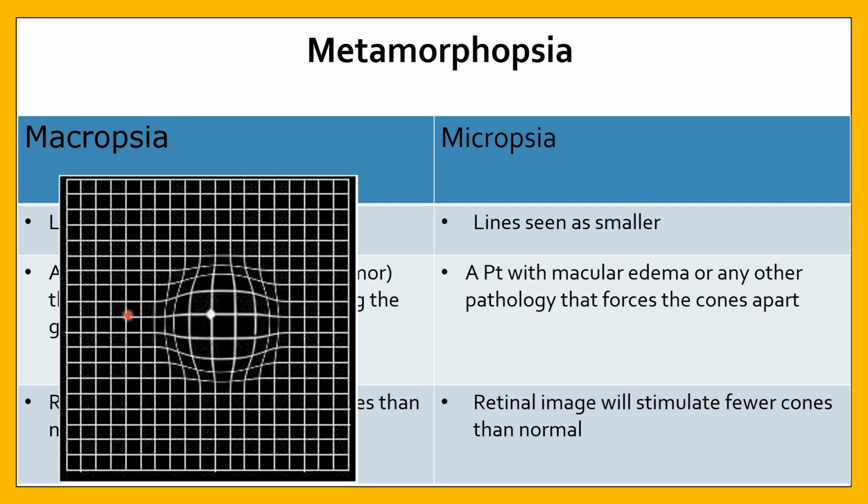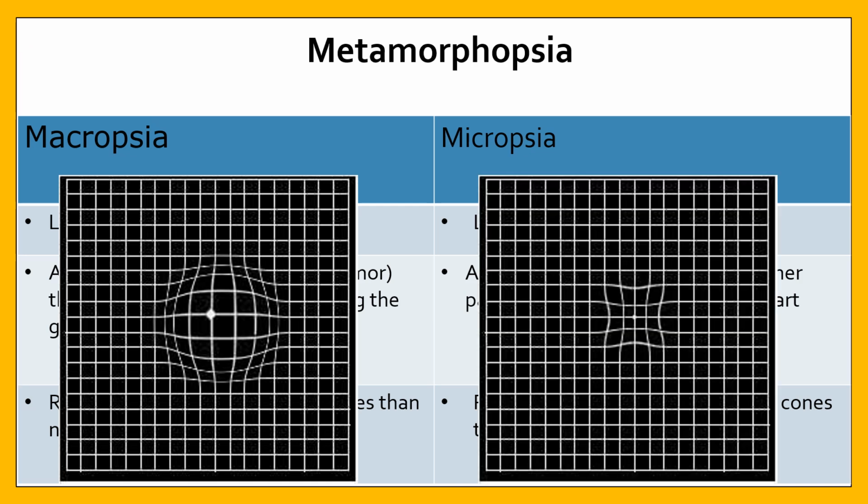This is a figure showing the macropsia, in which lines are seen as larger. In micropsia, lines are seen as smaller, and the patient with macular edema or any other pathology that forces the cones apart, and the retinal image will stimulate fewer cones than that of the normal one. This is the figure of the micropsia, in which lines are seen as smaller.